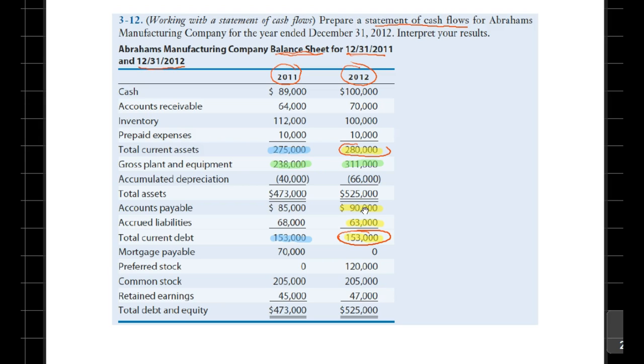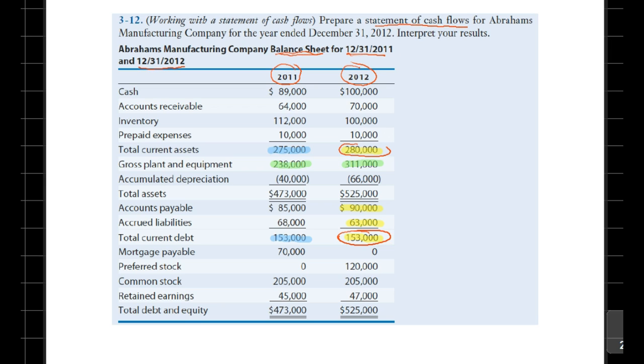Welcome back. We were going over study problem 3-12 from chapter 3, page 89. We are already done with the first part and we came up with our free cash flows. Now we need to also construct financing cash flows. This way we'll have a very good understanding of how cash flows are being used and what the sources of those cash flows are.